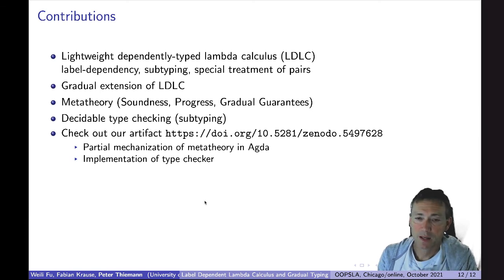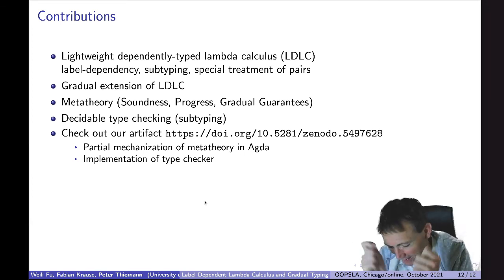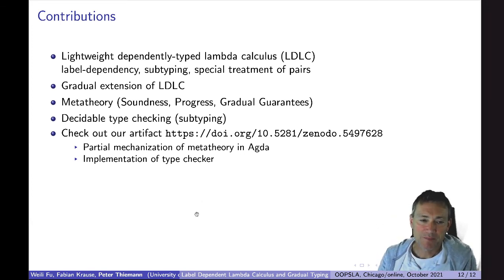I can only invite you to get further information by reading the paper, and in particular to check out our artifact, which is linked in the slides and also in the paper. So the artifact contains a partial mechanization of the meta theory, which is done in Agda, and an implementation of the type checker, where you can play with all the fun code that you've seen.